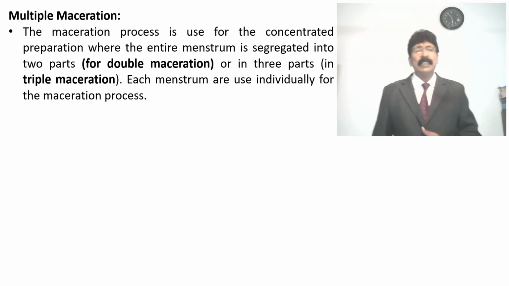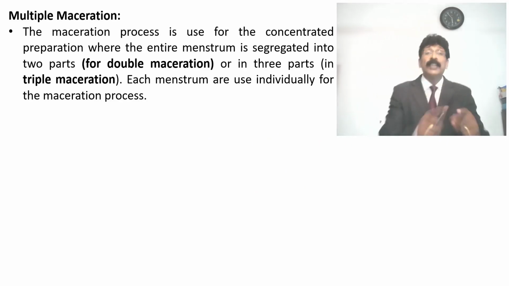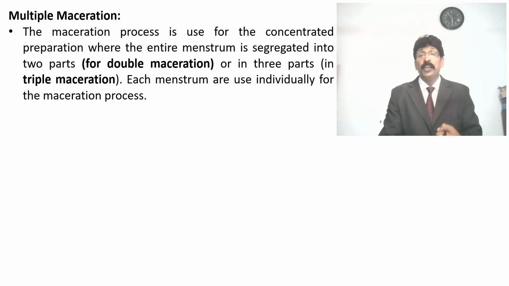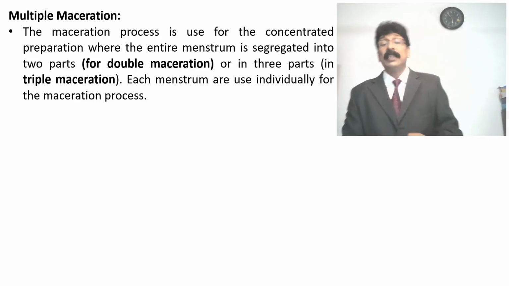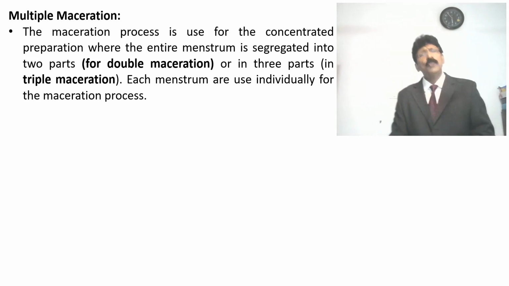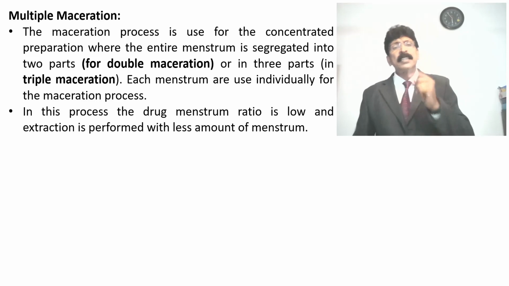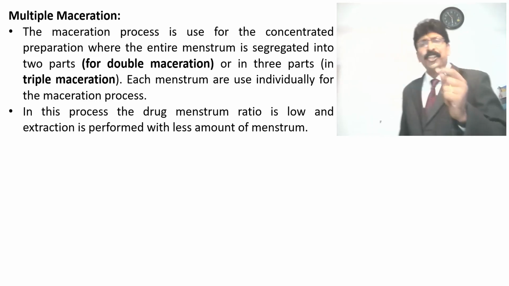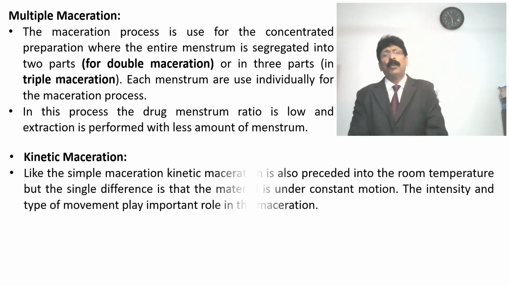Multiple maceration. The maceration process is used for concentrated preparations, where the entire maceration menstruum is divided into 2 parts for double maceration, or 3 parts in triple maceration. Each menstruum portion is used individually for the maceration process. In this process, the drug-menstruum ratio is low and the extraction is performed with a smaller amount of menstruum.